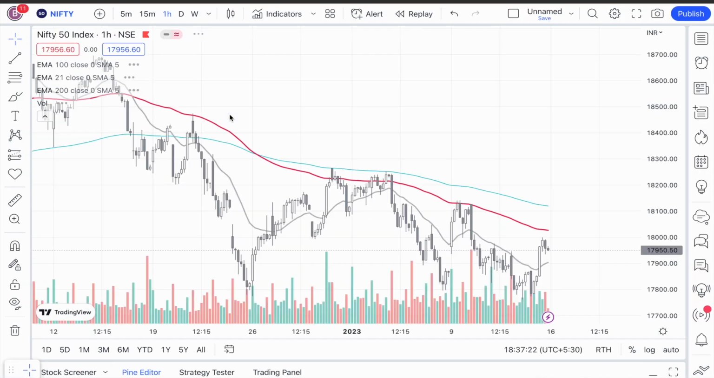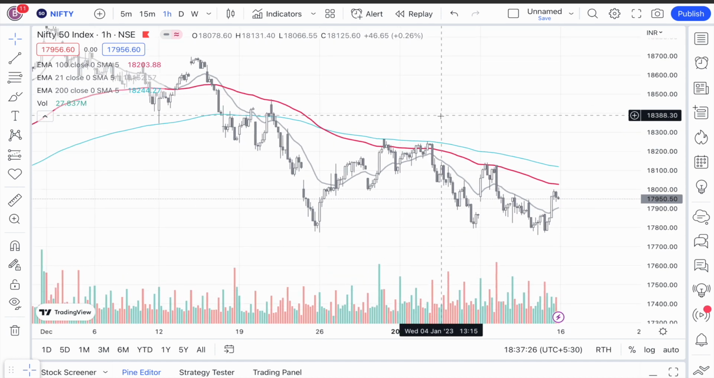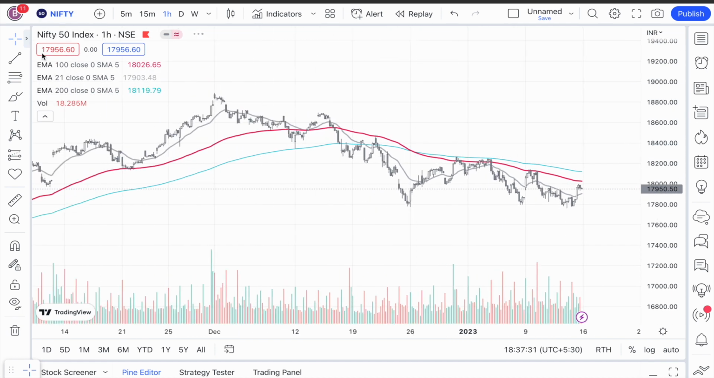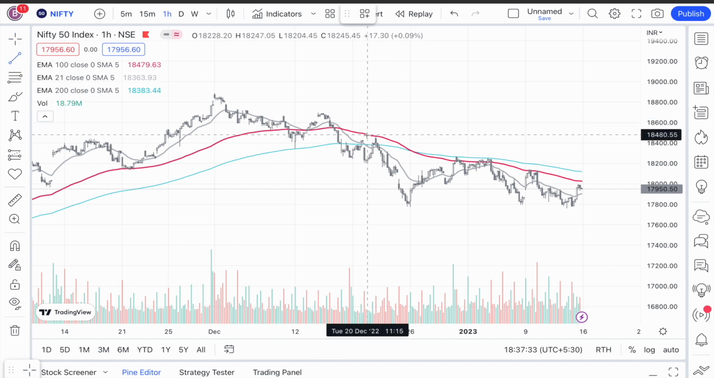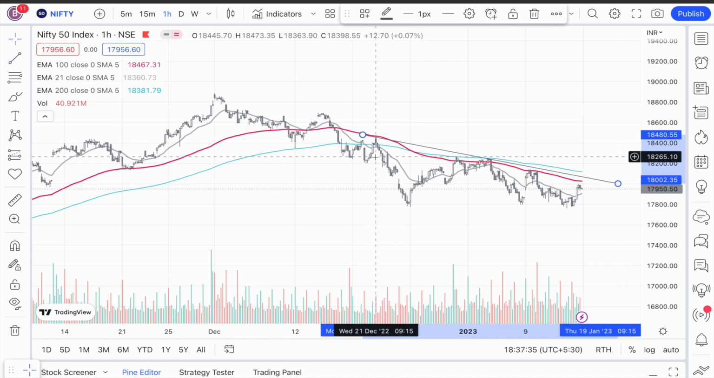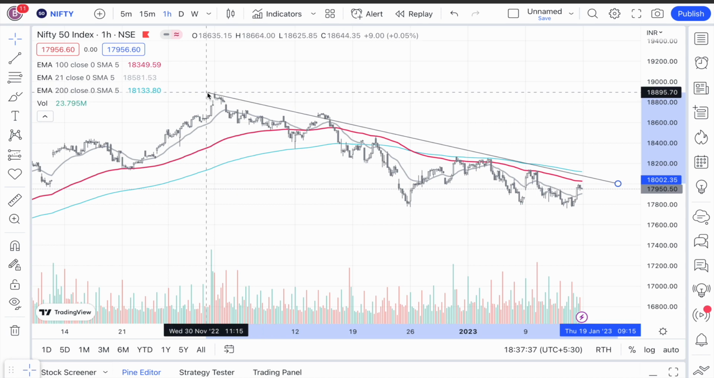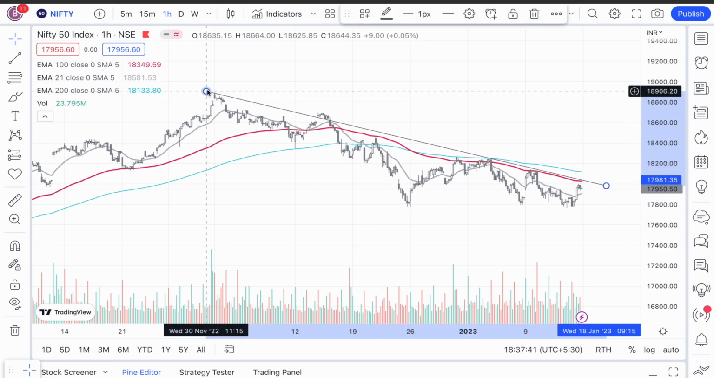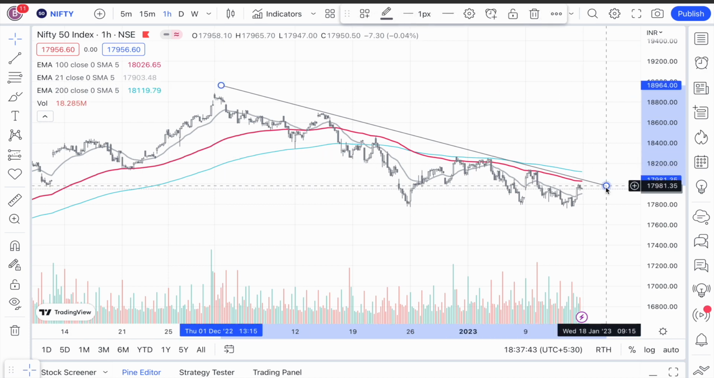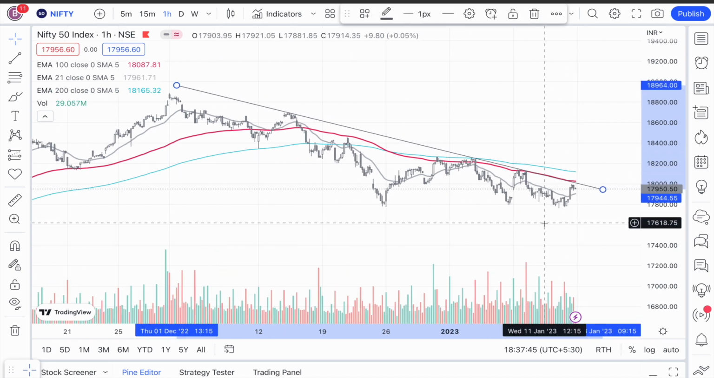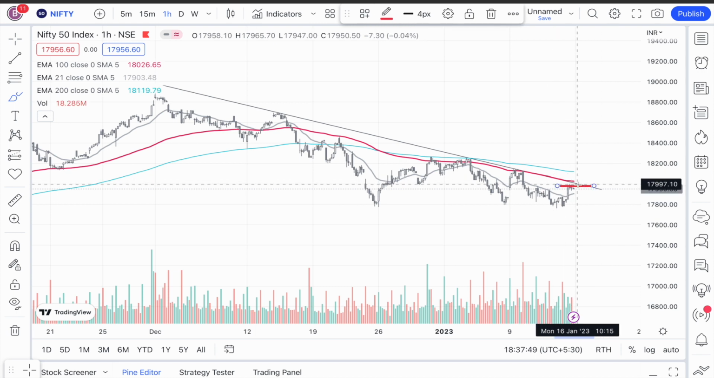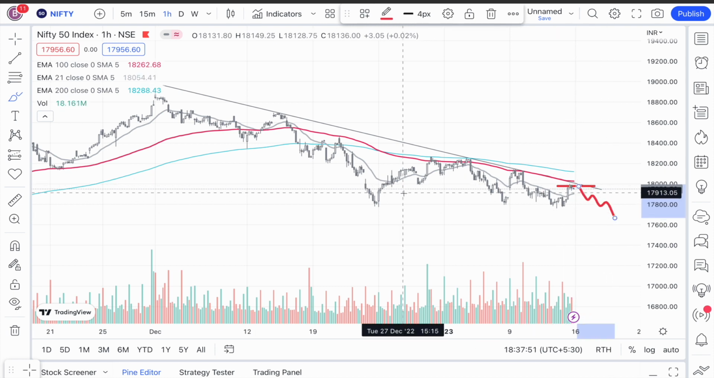But yep, thanks to the FIIs being the sellers, I don't really think that the market is going to head much higher. Look at this chart of Nifty. It is a downtrend that has been created. If I roughly show you the direction, this is the kind of downtrend we are looking at in Nifty, right? Now again, there could be a reversal from around this region, from today's high, and the market can head downwards.